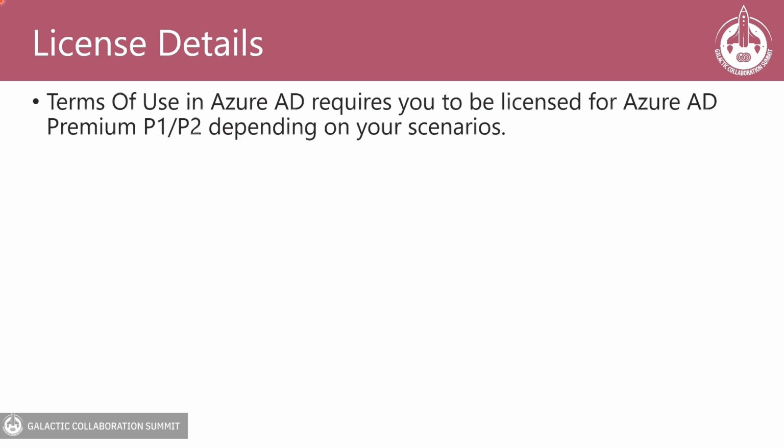There's one thing we have to discuss from a licensing perspective. It's a little bit different to the other scenarios we had. So Azure Active Directory terms of use naturally requires the Azure Active Directory P1 license. Depending on your scenarios, if you want to combine it with other features, we will see in the demo what this means. Maybe then you need in addition a P2 license for several scenarios. But let's switch over to the Azure portal to see it in real life.